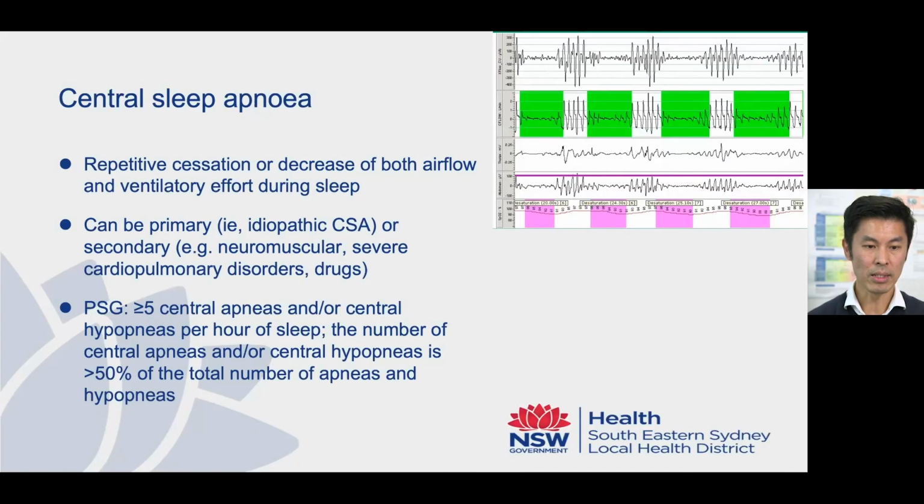Lastly, I just wanted to look at central sleep apnea and other hypoventilation disorders. Central sleep apnea is repetitive cessation or decreases of both airflow and ventilatory effort during sleep. It can be primary or secondary. And these are predetermined AASM criteria.